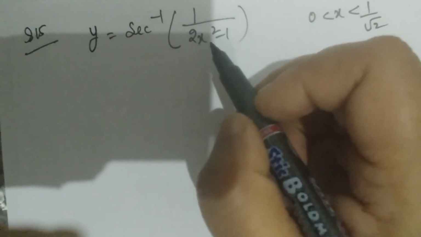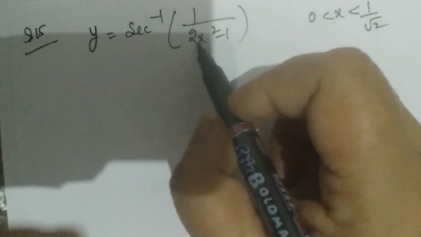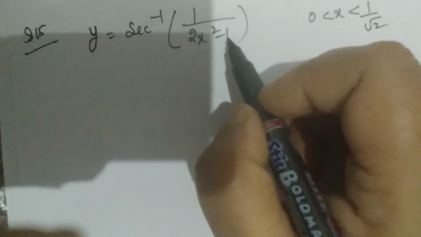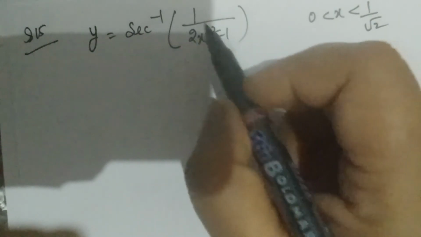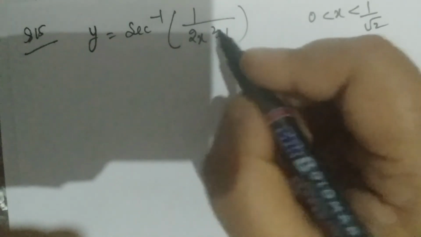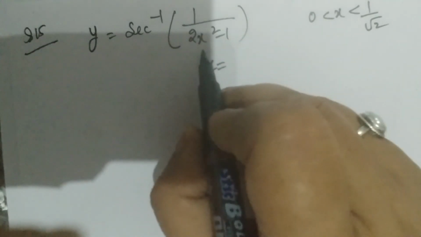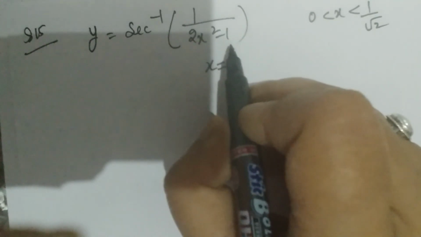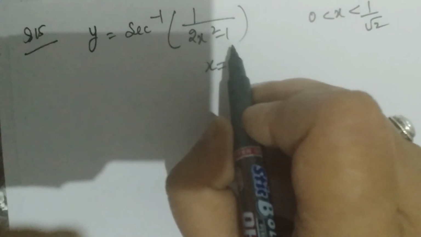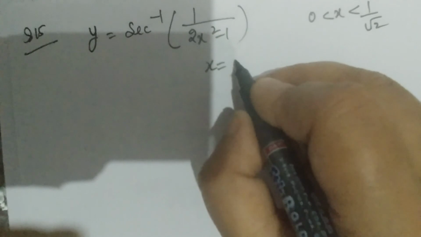If you remember, 2 cos square theta minus 1 is the formula for cos 2 theta, and 1 upon cos 2 theta is secant 2 theta. Got it? So what should I put? If it would have been 1 minus 2x square, then I would put x as sine theta, because 1 minus 2 sine square theta is cos 2 theta. So here put x as cos theta.